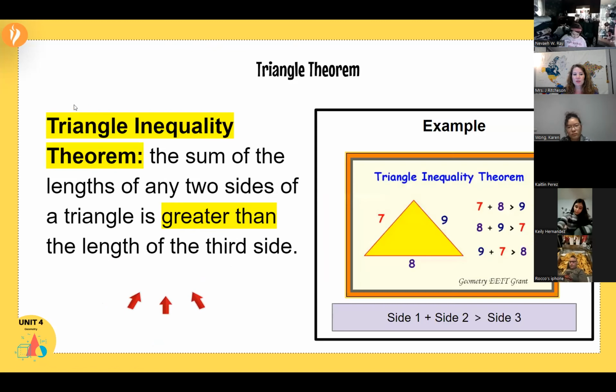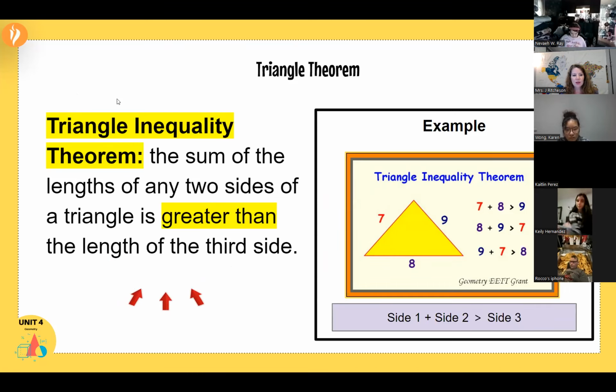All right, so there's this thing called the triangle inequality theorem. A theorem is something that has been proven to be true. Okay, so it's not like a theory. A theory hasn't been proven to be true, but a theorem has been proven to be true over and over and over again, every time.